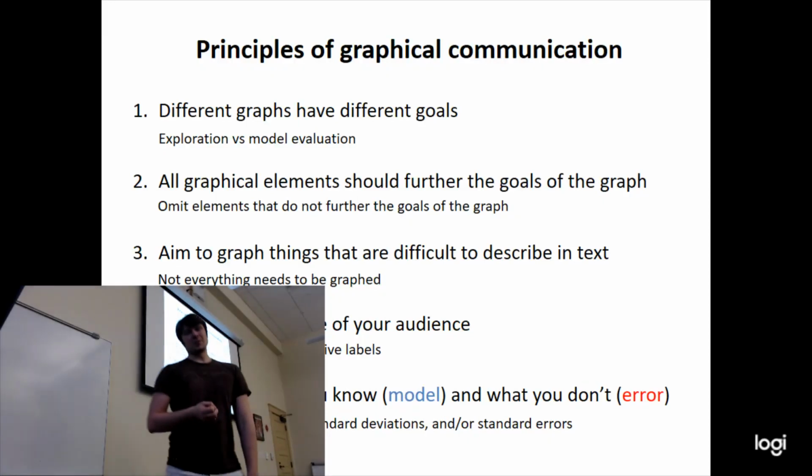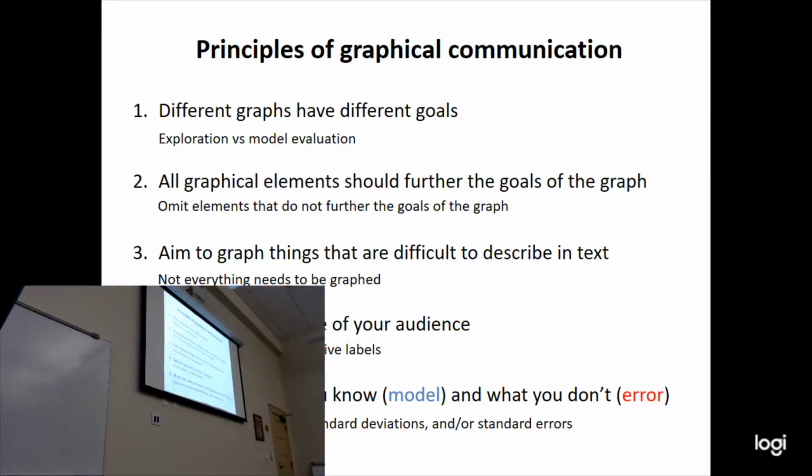One thing that came up a little bit in the take-home exam was, I think there was some confusion about how to construct some of the graphs.